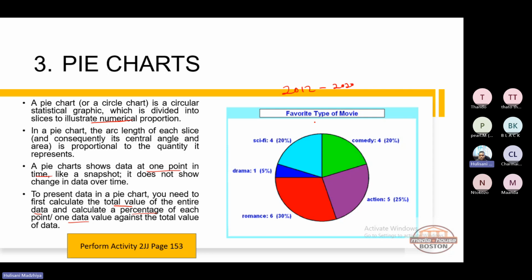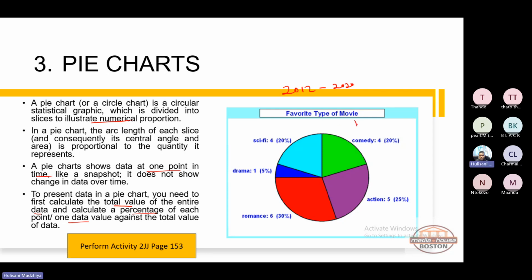Say, favorite types of movies among people in our class: those who like sci-fi are 4, those who like drama it's 1, those who like romance are 6, those who like action are 5, those who like comedies are 4. For us to put this in a data format, first we need to add up the total number of individuals that were interviewed about favorite types of movies. So all of these will end up giving us a total value of 15. So that will be the total value.